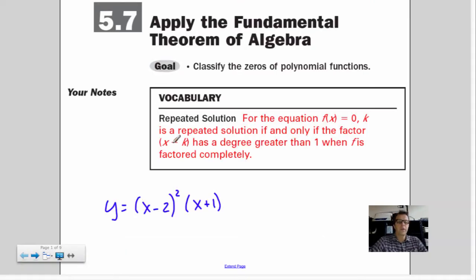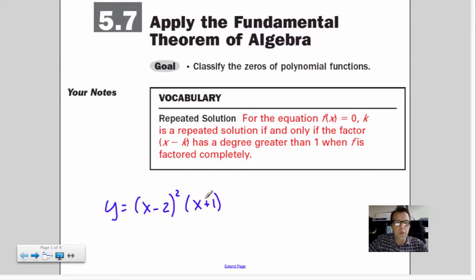Here we are, section 5.7, and check out the title of this section: Apply the Fundamental Theorem of Algebra. I don't think you can get any bigger than the Fundamental Theorem of Algebra. And we've actually been talking about it quite a bit in this chapter already.